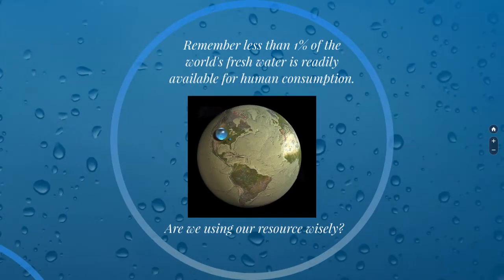So it's really important to remember, though, that 1% of the world's fresh water is readily available for human consumption. So that 1% out of all the water that's in the world is used for not just one, but all of the things that we just talked about. So agriculture, using it for farming, using it for manufacturing our goods, and even just drinking that water.